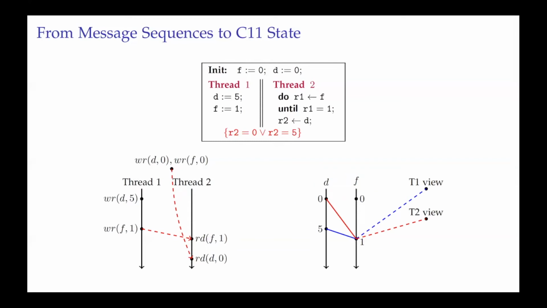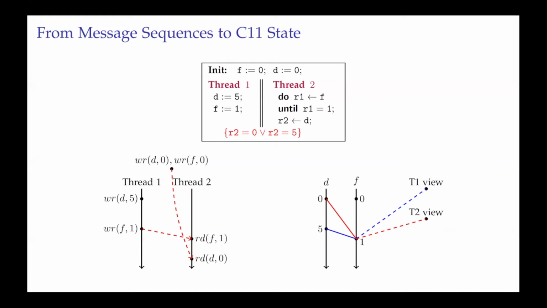In our example state, thread 1 has a view where it has seen the 5 for d and the 1 for f. Thread 2, on the other hand, has only seen the 0 for d, but it has seen the 1 for f. The view dictates the values that each thread is allowed to return.